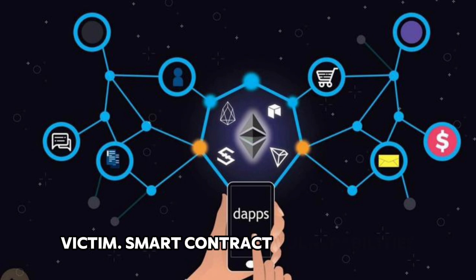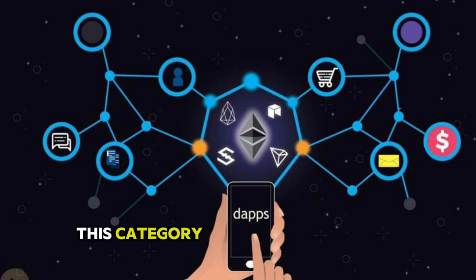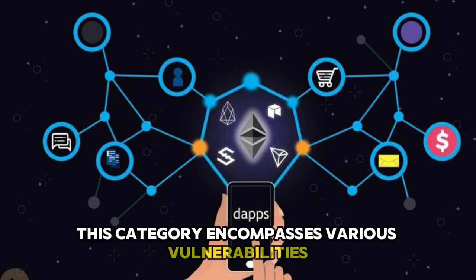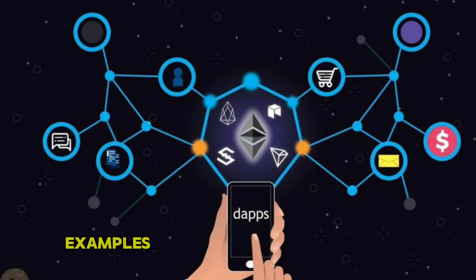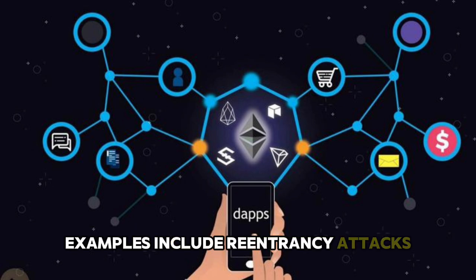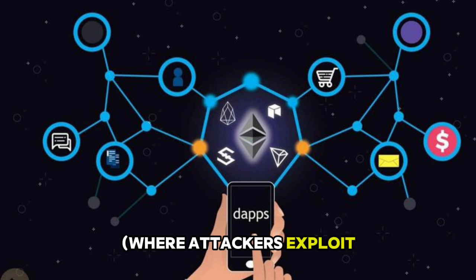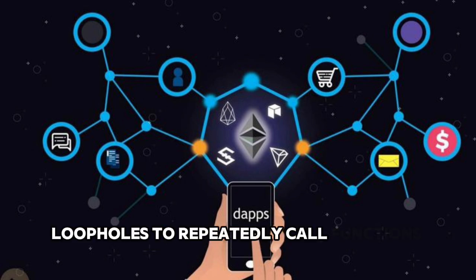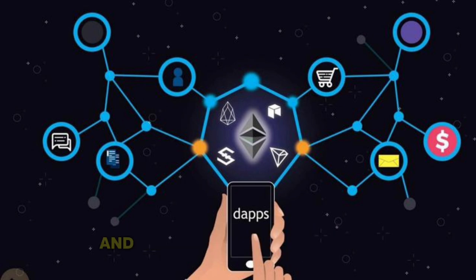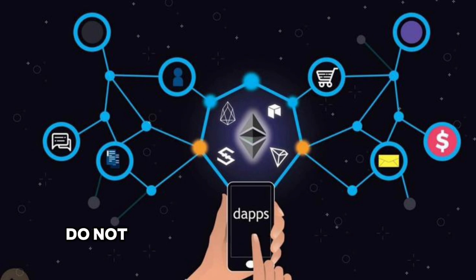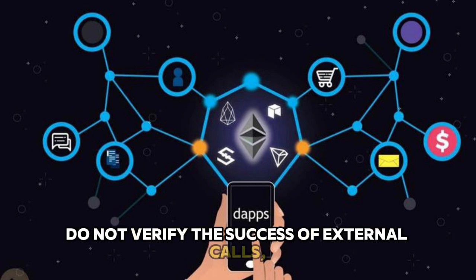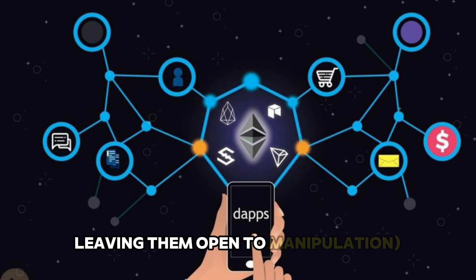Smart contract vulnerabilities. This category encompasses various vulnerabilities within the smart contracts powering dApps. Examples include reentrancy attacks, where attackers exploit loopholes to repeatedly call functions and drain funds, and unchecked external calls. It is where contracts do not verify the success of external calls, leaving them open to manipulation.